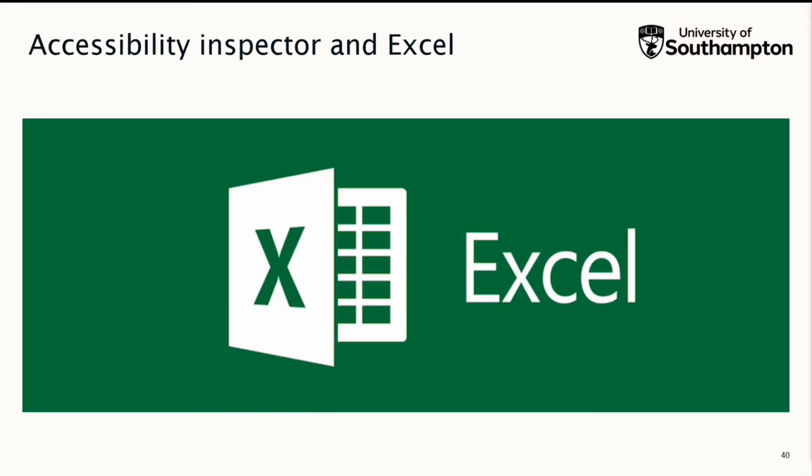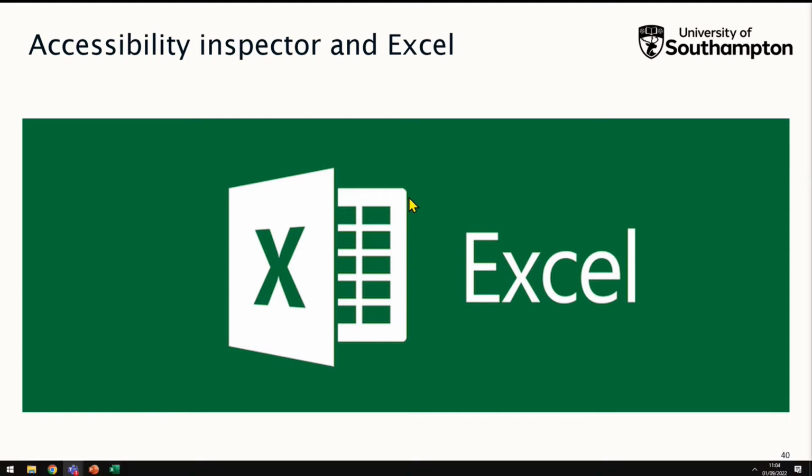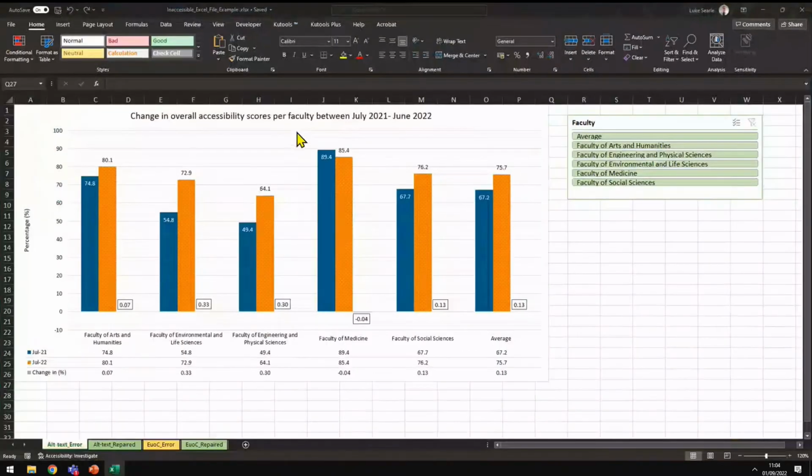Over to you. So I'm going to run through very quickly two very common issues that we face in Microsoft Excel. One of these issues is unique to Excel, and the other one is found across all of the Microsoft Office applications, but it's really useful to know how we can fix this in Excel. So the first issue I'm going to demonstrate is alternative text on graphs.